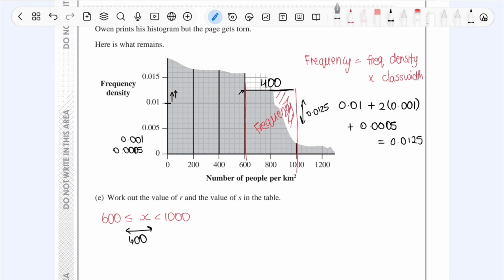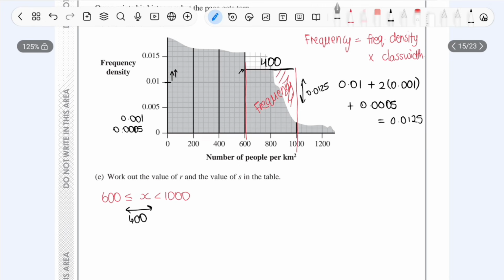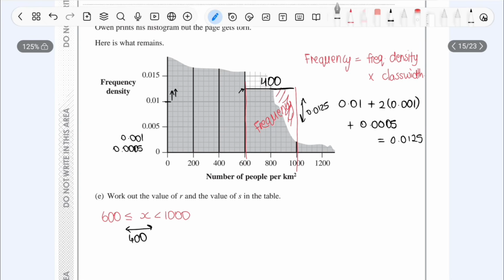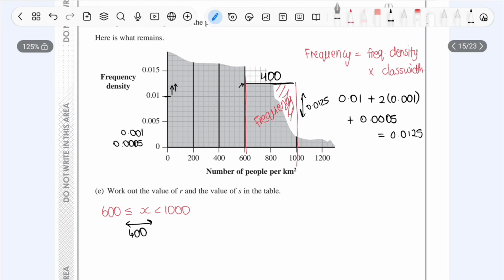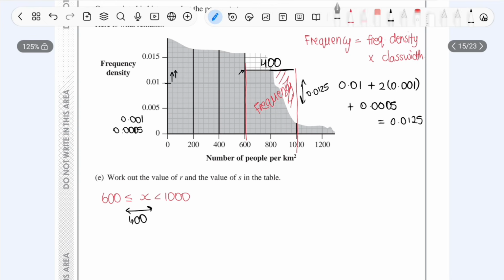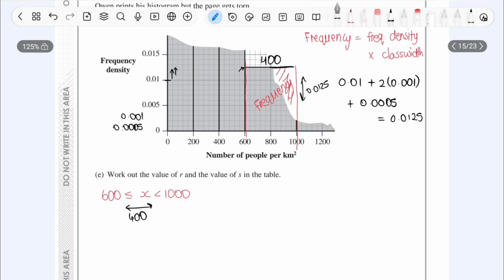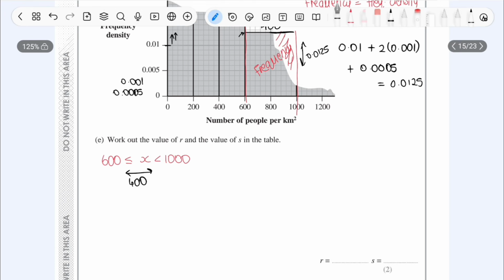So now we know that. We know what the frequency density is, we know what the class width is. Now we can just use the formula, or you can just find out that is the area. But the formula is something useful to know for statistics, at least, because you might need to find the other variable in a different question. So we'll just do 0.0125 multiplied by 400, type it into the calculator, and we get R is equal to 5.